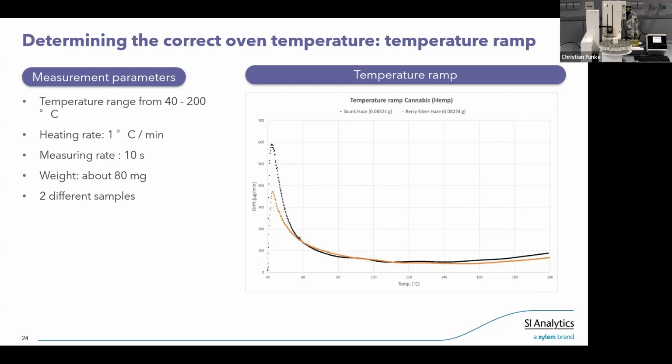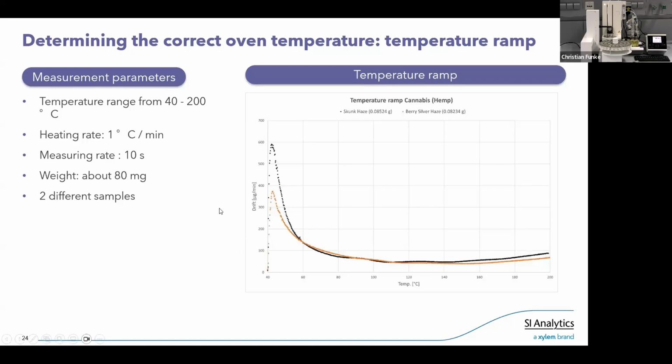So what can we see here in the curve? We see that at the beginning, the main part of the water was released. Then the drift goes down, has the lowest part, let's say, between 100, 110 to 150 degrees, and then the drift increases again. So in this part, we can say for sure that we have decomposition processes.